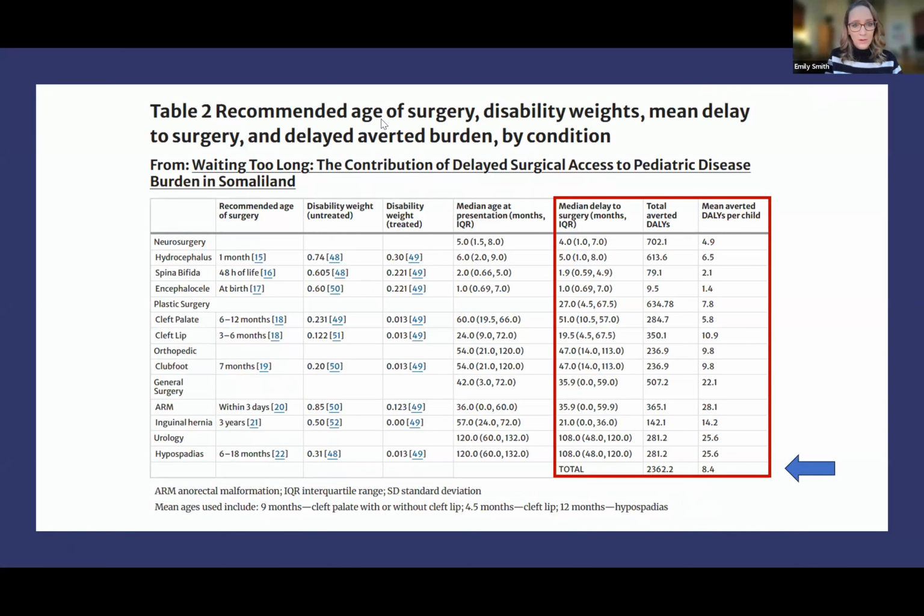Let me move, there we go. So for something like hydrocephalus, over in the second to last column, there's that 613 DALYs that we would have not included in the total DALY number had we not taken into account those delays. If you go all the way to the bottom where you see that arrow, that total is 2,362 DALYs that delays are contributing to. Again, if we don't take it into account, we underestimate the DALY metric by that amount, which is quite large for only 280 children.